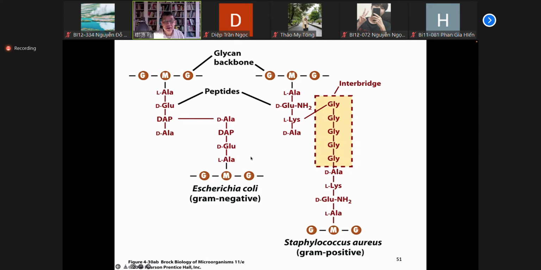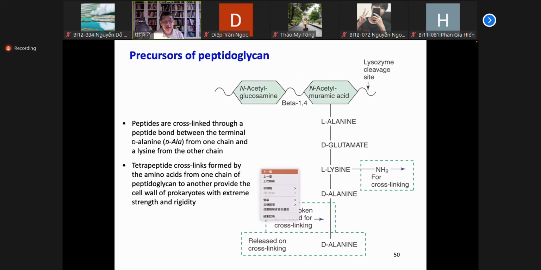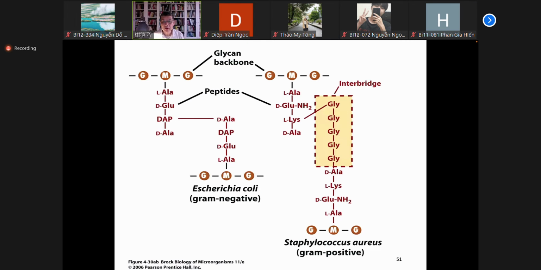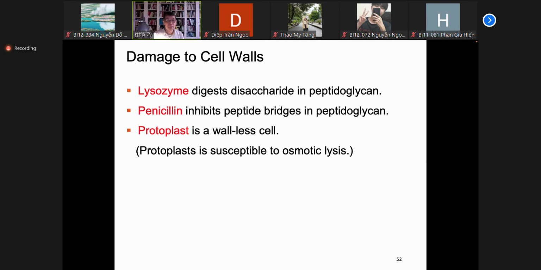Okay, so these are the major features of the peptidoglycan. And then let me show you other structures in the gram-positive bacteria. Okay, by the way, let me say penicillin inhibits the bridge formation.